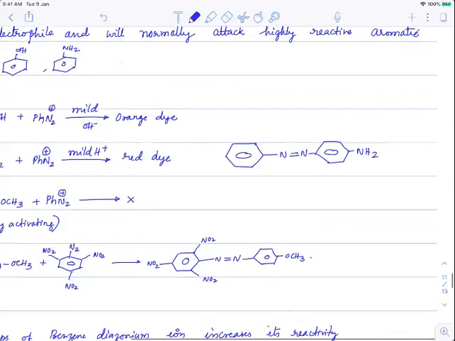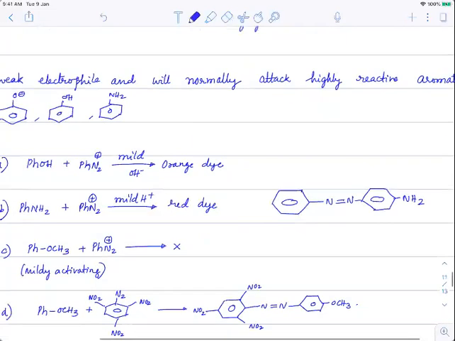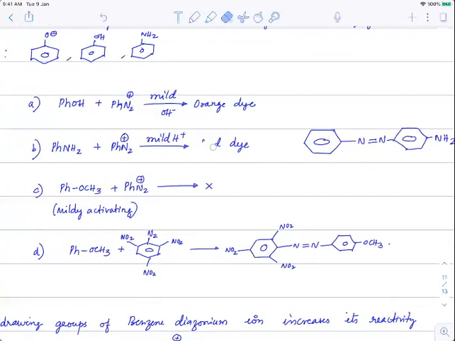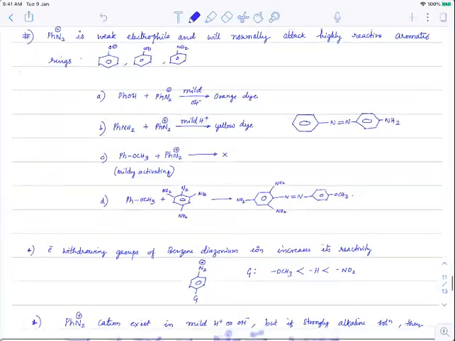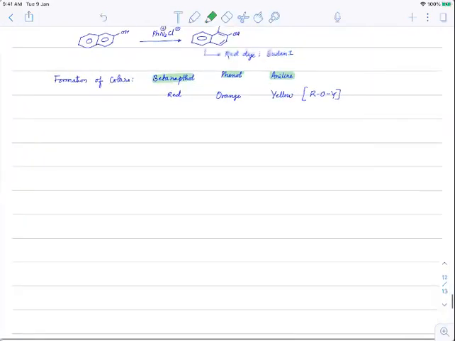Did I write red somewhere here? It seems I wrote red by mistake. Sorry, this is yellow. So three reactions, BPA, that is beta naphthol, phenol, and aniline. BPA, ROY. So red, orange, yellow. Is that clear? So these are more like the name reactions, right?